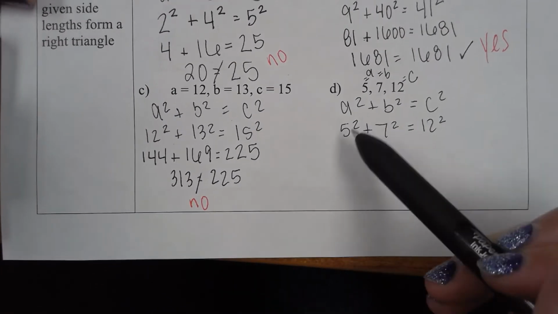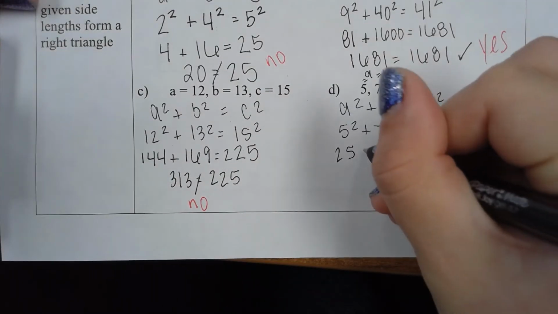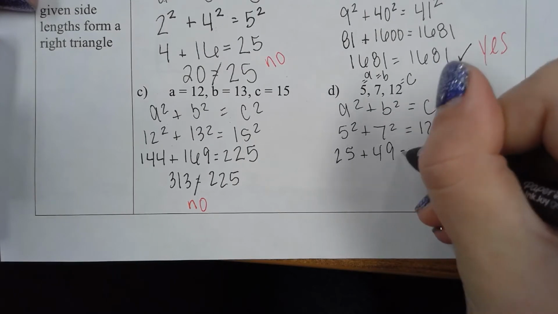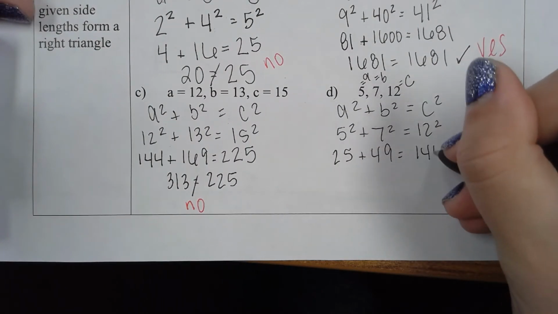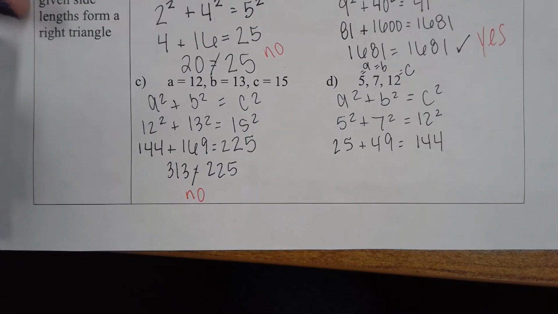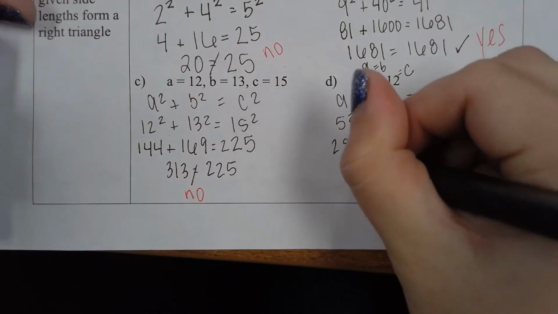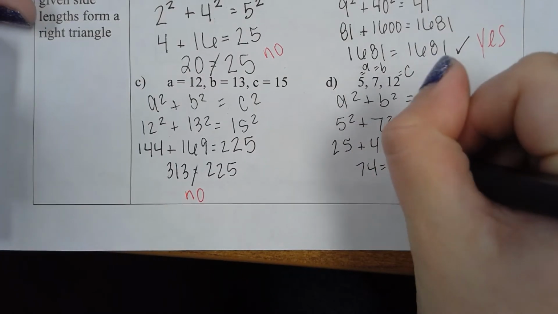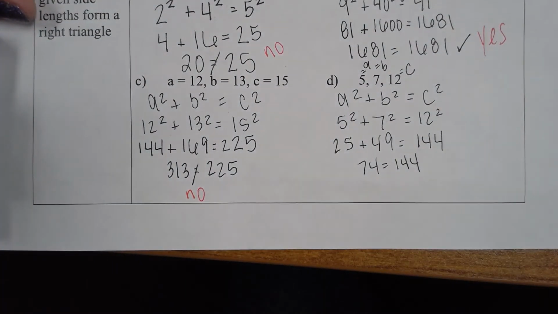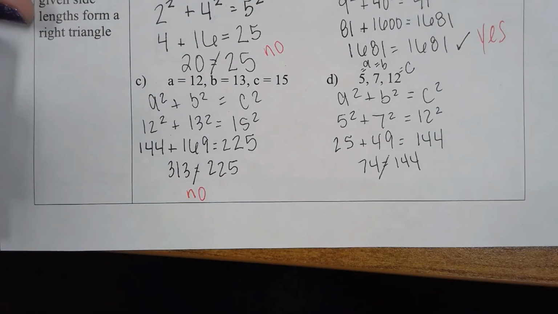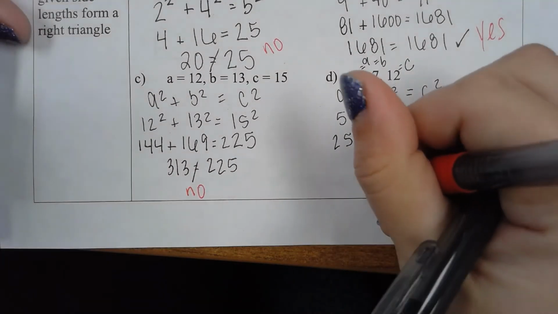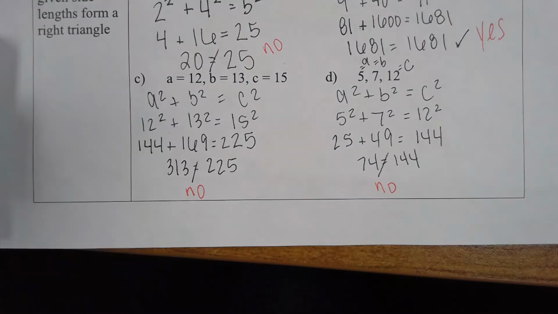And then solving it, 5 squared is 25, 7 squared is 49, and 12 squared is 144. So when you simplify the left side, 25 plus 49 gives you 74. So does 74 equal 144? Nope, it does not. So this means that these three side lengths will not form a right triangle.